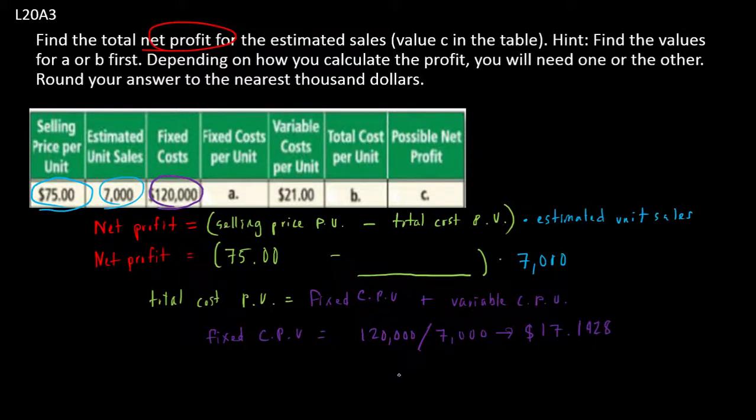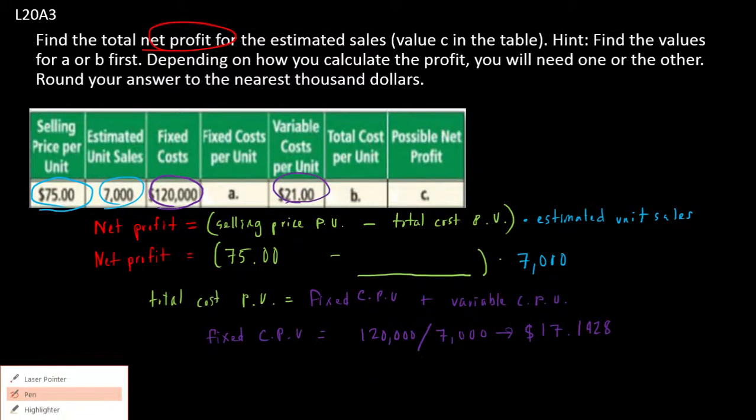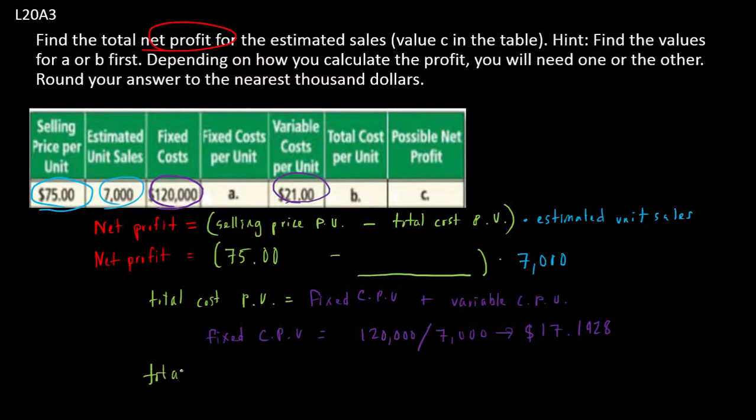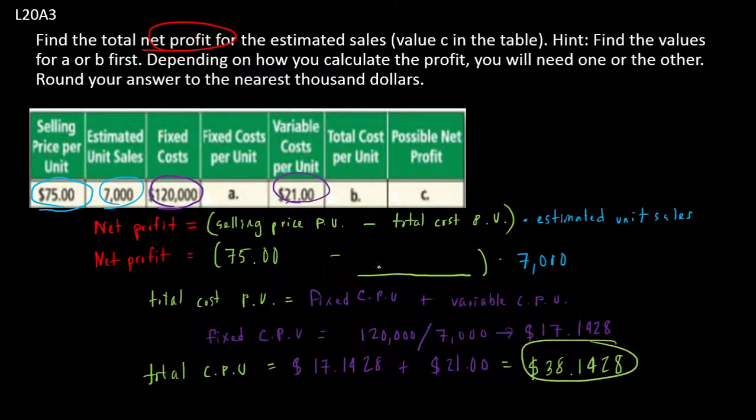Okay. Now we need to add that to our variable cost per unit, which is $21. So going backwards here to our total cost per unit, we're going to take 17.1428 and we're going to add it to $21. That's our variable cost. This gives us a total cost per unit of $38.1428. This is the number we plug in.